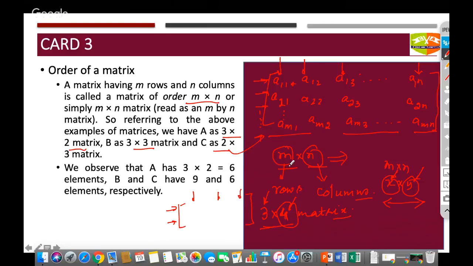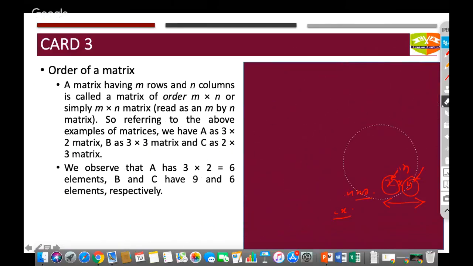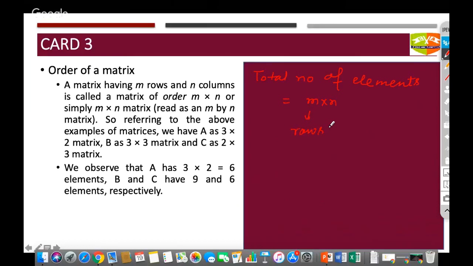The total number of elements is equal to m into n, which is the number of rows into the number of columns. So suppose I give you a 3 by 2 matrix, 3 rows here and 2 columns here.